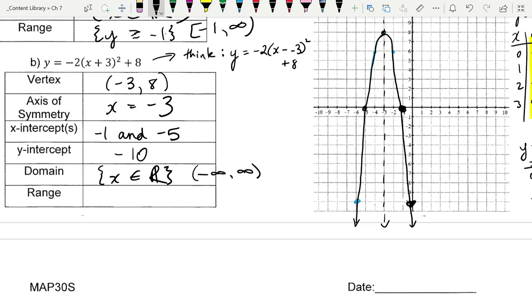But what's the range? Careful, it's different from the last time. This time it's a less than, right? Because it goes down forever, not up forever. So y is less than or equal to 8. And if you like interval notation better, careful, it's backwards this time. You go down to negative infinity. You always have to put the smallest number on the left. And you go up to 8, square bracket.